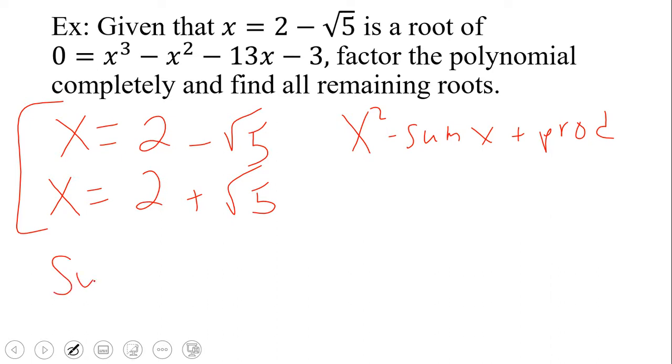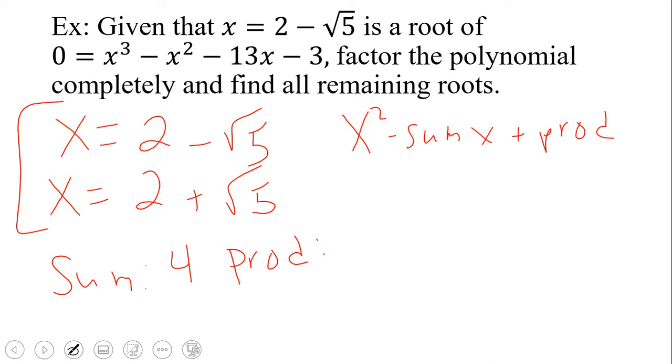So to find the sum, you're going to add 2 minus radical 5 to 2 plus radical 5. Here's the thing about conjugates: the radical terms will always cancel. So in this case, I literally just get 4. Then you're going to do the product of 2 minus radical 5 times 2 plus radical 5.